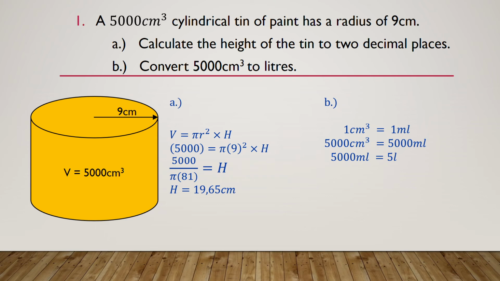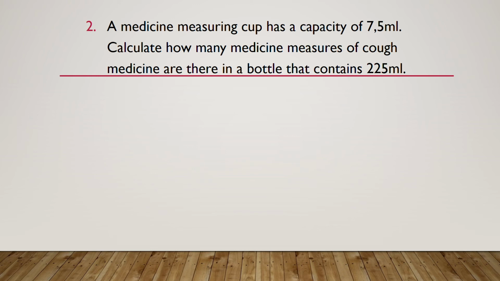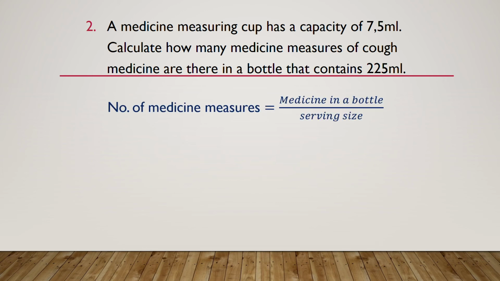Okay, for homework. Oh, there's another question that we need to do. So just pause this video and you can write this down. It's quite an easy question, but it can pop up in your tests and things. So just pause and write it down and then you can unpause. Alright, it says a medicine measuring cup has a capacity of 7,5 mils. Calculate how many medicine measures of cough medicine are there in a bottle that contains 225 mils. Okay, so this is what they give us.